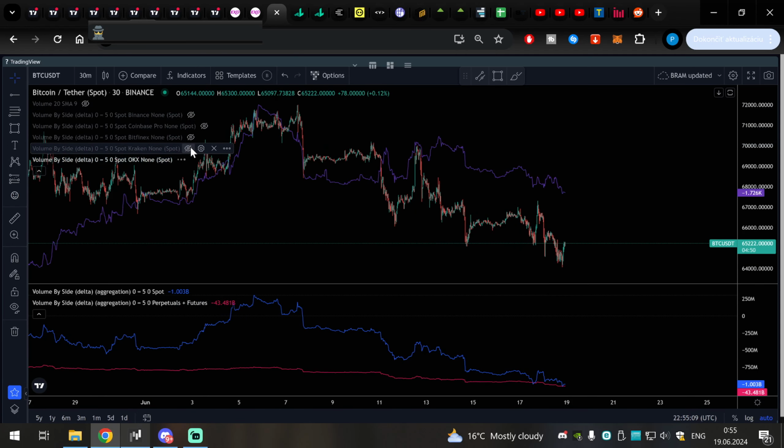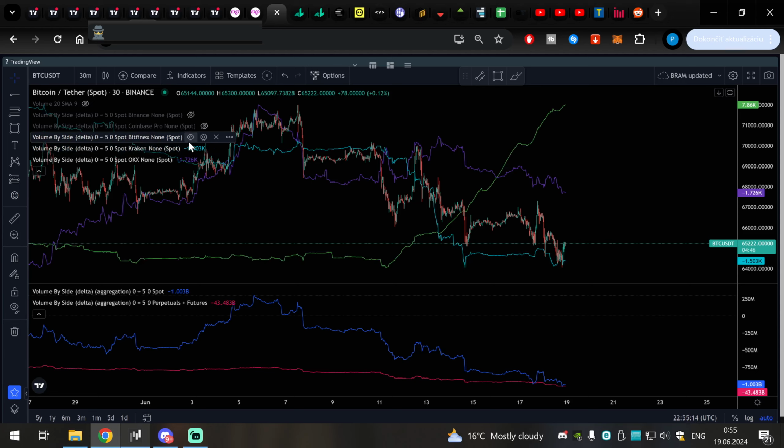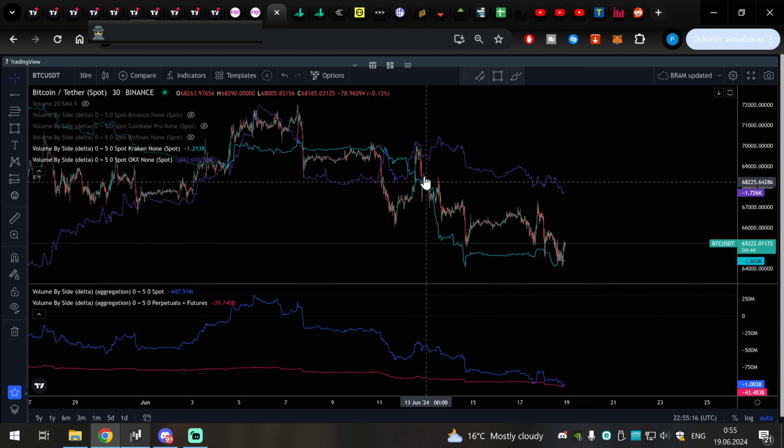How are the minor exchanges? So this OKX is not small. Oh, they just go sideways or a bit in downtrend.